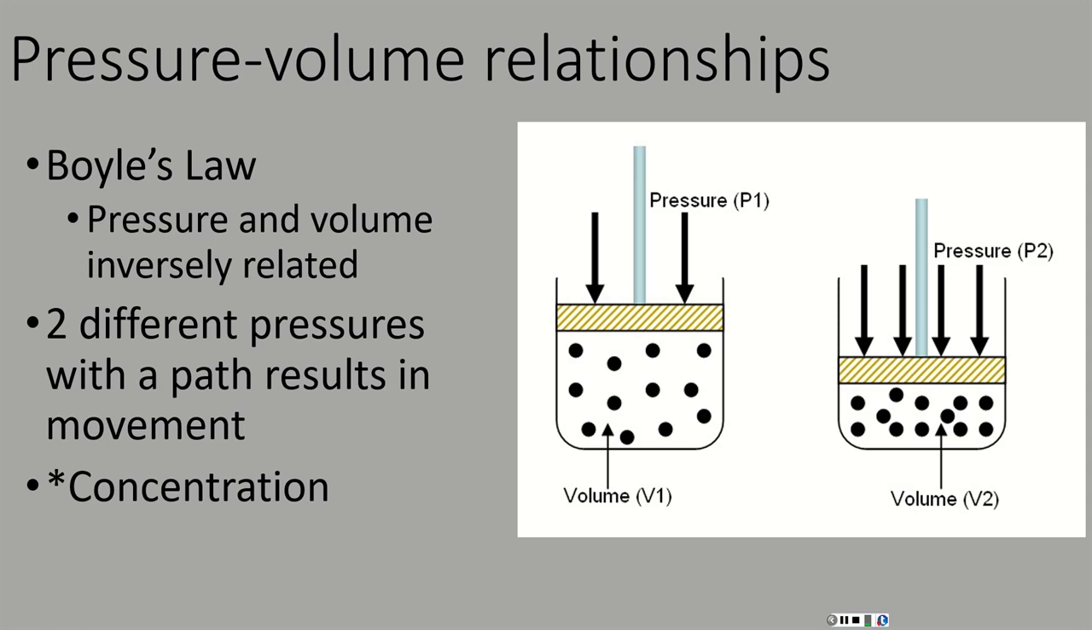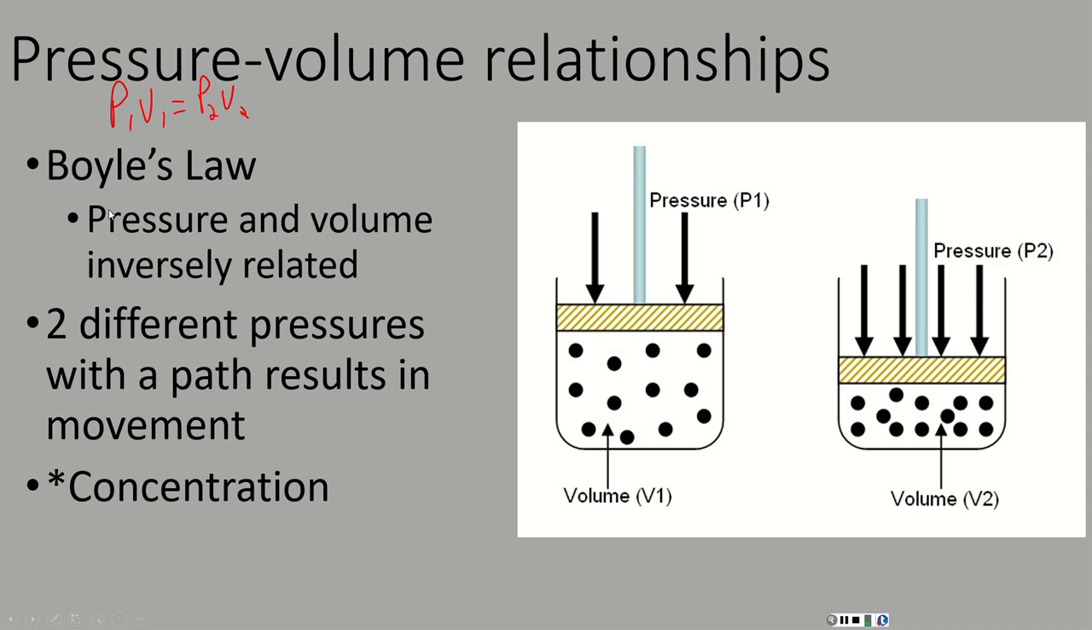Now, the first thing we're going to learn about physics is something called Boyle's Law. Boyle's Law is written as P1V1 = P2V2. But really, for our class, that's just a bunch of jargon. Really what it means is pressure 1 times volume 1 is equal to pressure 2 times volume 2.